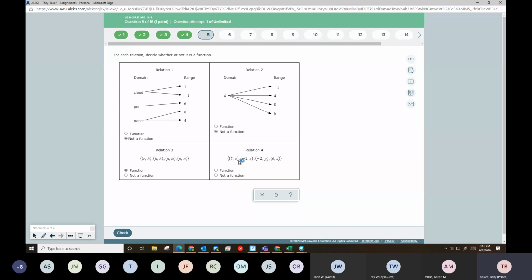So in this one, I got 7, -2, -2. Okay, so -2 is twice. So -2 goes to S and 1 goes to G. So that's not a function. If they both went to S, that would have been a function. So that's why you have to look at it, because sometimes they will put them both in there. It'll be like a -2 S, -2 S, and that would be a function. So it's a little way they could be a little tricky on it.